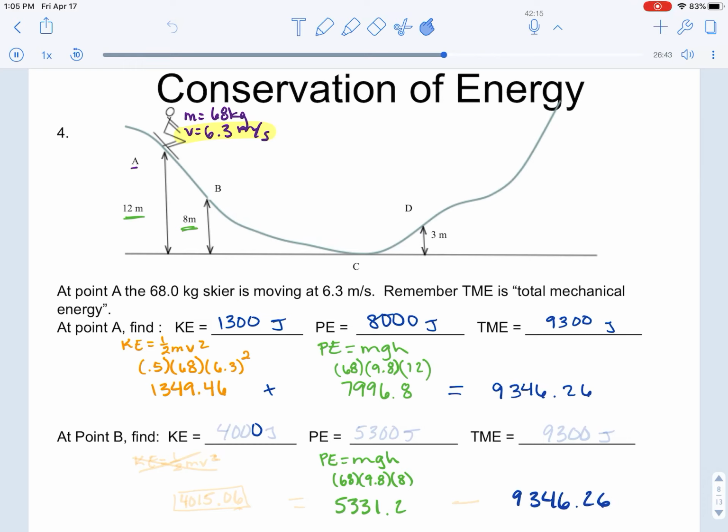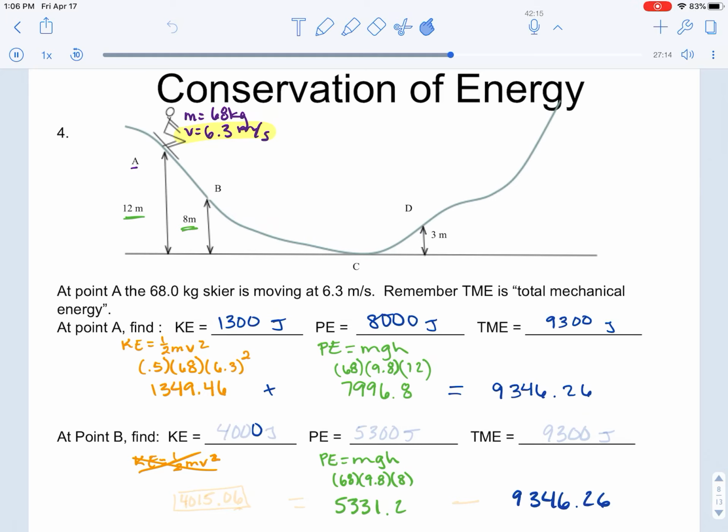So 9,346.26 is my total. 5,000 of that is in the form of potential. If you were thinking that you were going to calculate your kinetic energy over here by using this formula again, that's an awesome first thought. But remember, the purpose of identifying all of our givens is so that we can see how they fit into the formulas to help us pick our formula. And you can see that we currently do have a mass, but we do not have a velocity at point B, so we cannot use this formula to calculate our kinetic energy.